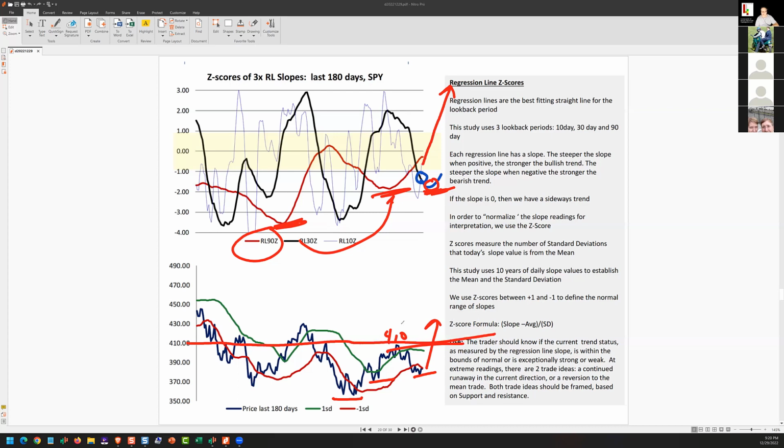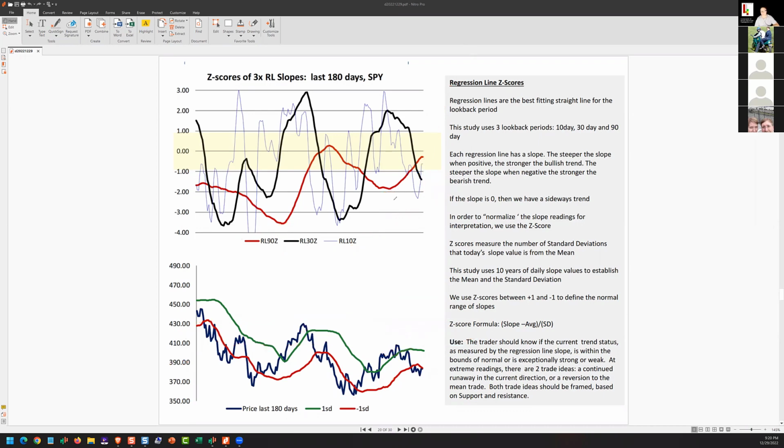It's got to get above 410 for this to be significant. And then if it gets above 430, that's the next level of significance. So you can see some longer term shape in here.